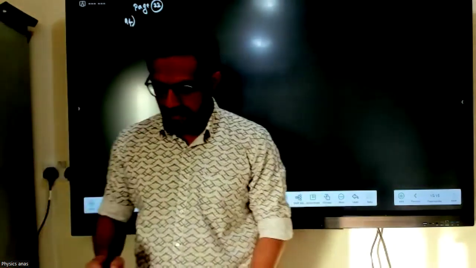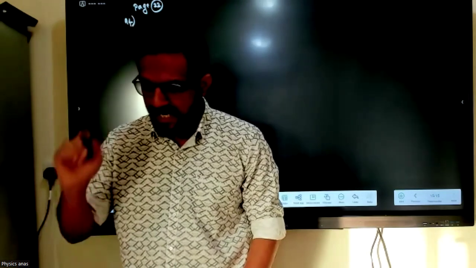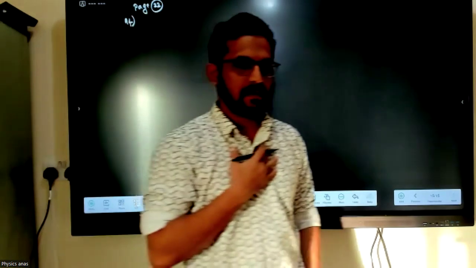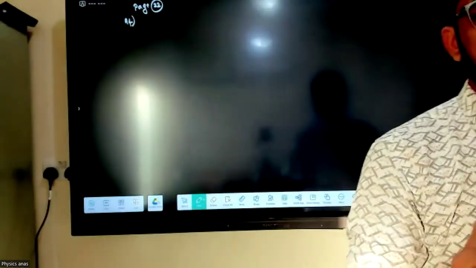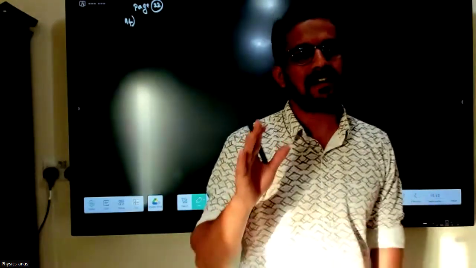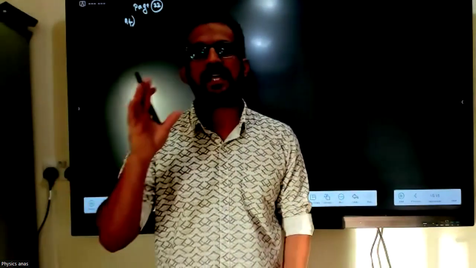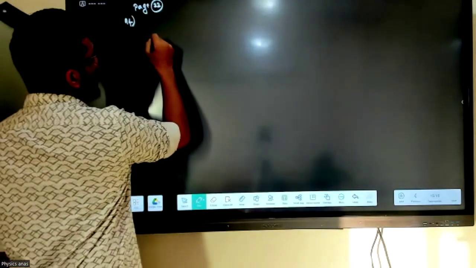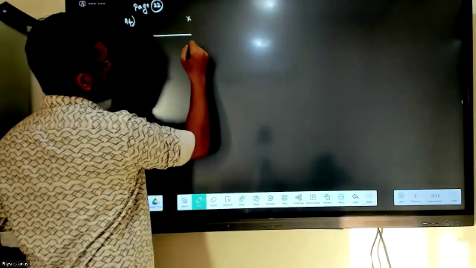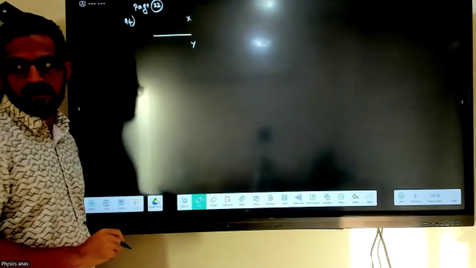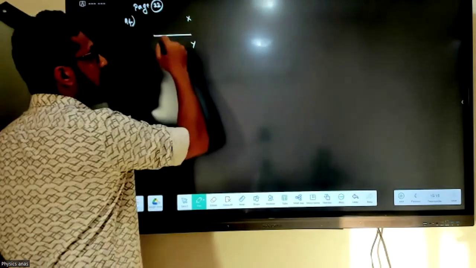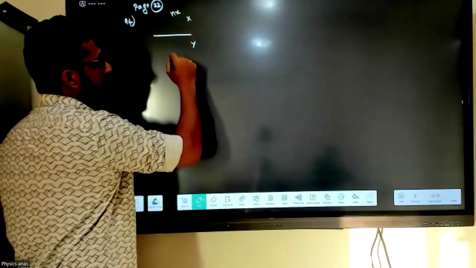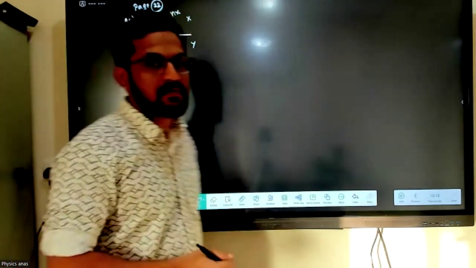Read it with me. The refractive index of medium X with respect to medium Y is 2/3. What are they saying in that question? They are giving the refractive index of medium X with respect to medium Y. Okay, so I can roughly draw a figure. This is medium X, this is medium Y. And the refractive index of medium X can be taken as nx, right? Medium Y, refractive index can be taken as ny.